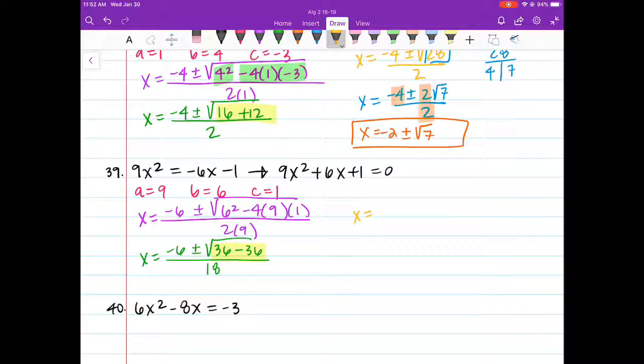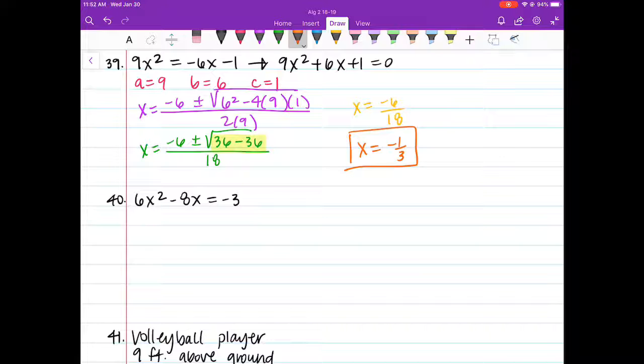So I'll have x equals negative 6 plus or minus the square root of 0, which is just 0, all over 18. And then we reduce as much as possible. I can take 6 out of top and bottom. X equals negative 1/3. Final answer.